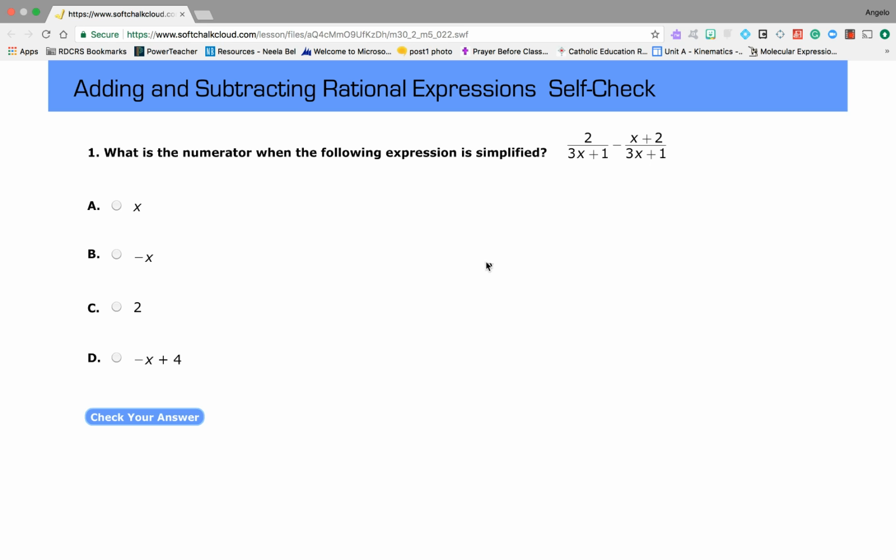So that means that negative between both fractions, the right fraction is going to apply a negative 1 to x and a negative 1 to plus 2. So that would be 2 minus x minus 2. And then you're going to realize it's just going to be negative x on top. So what is the numerator when the following expression is simplified? Just negative x.